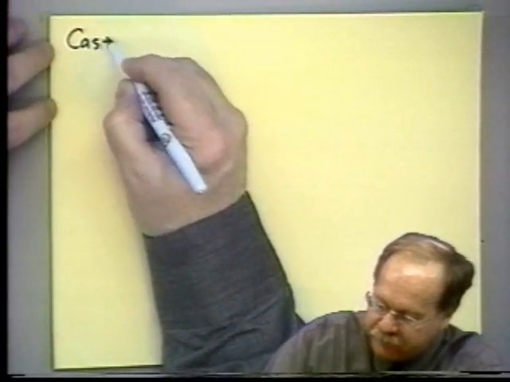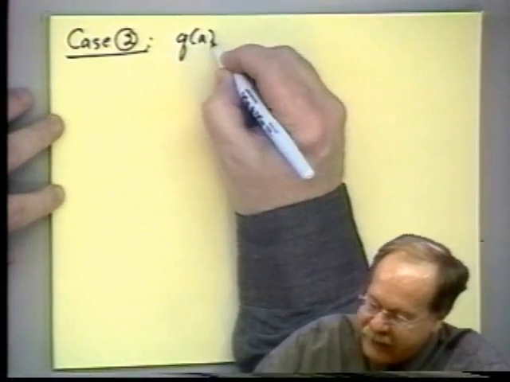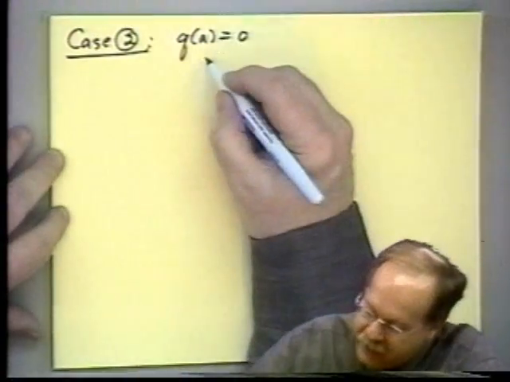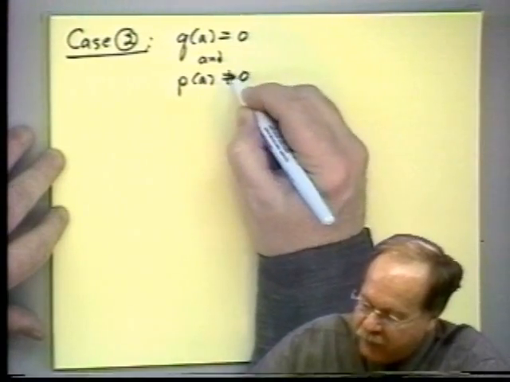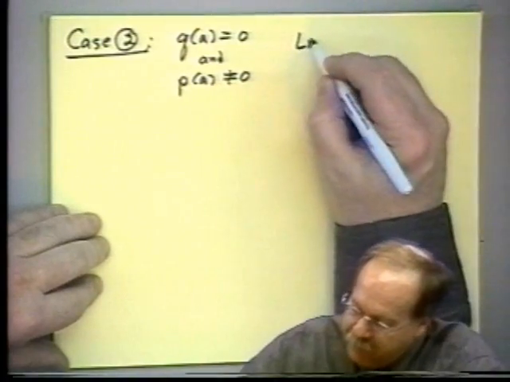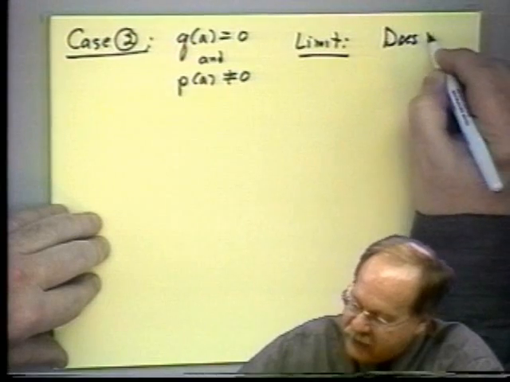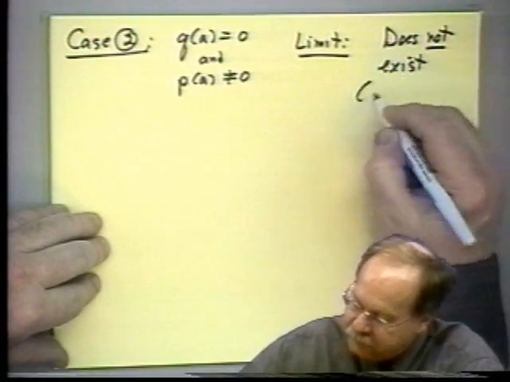Now let's address the condition of case 2, where things get more interesting. Case 2. Suppose that q of a is equal to 0. So now we have division by 0 as a problem. And let's take also the condition that p of a is not 0. So only the denominator, only the bottom is 0. In this case, what happens to the limit? Well, the limit does not exist. You have division by 0 after all.